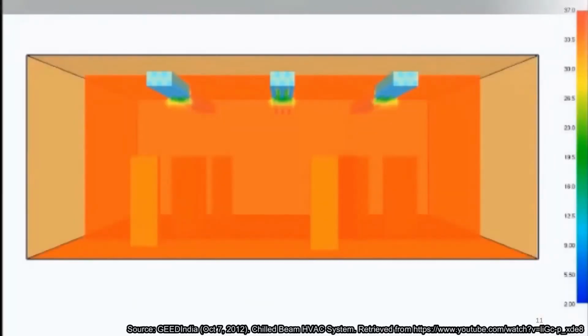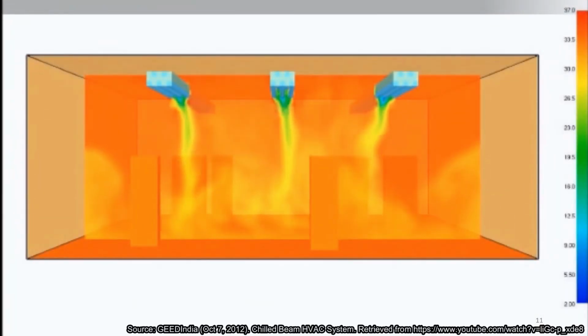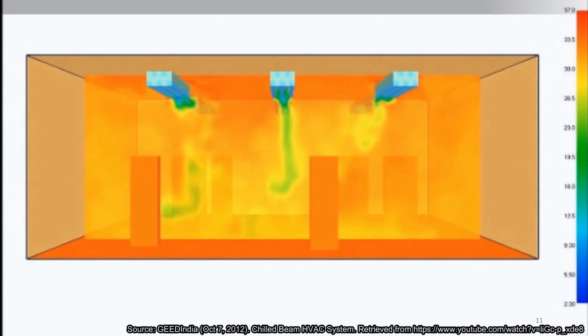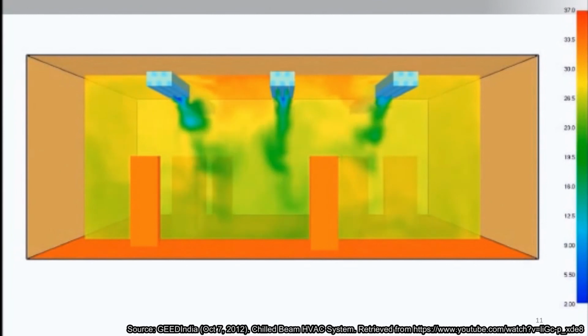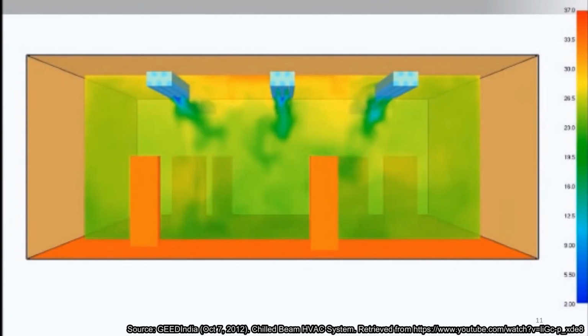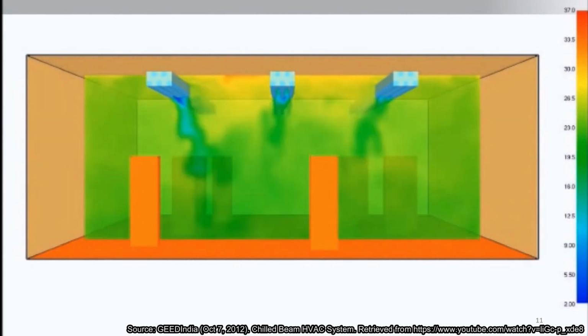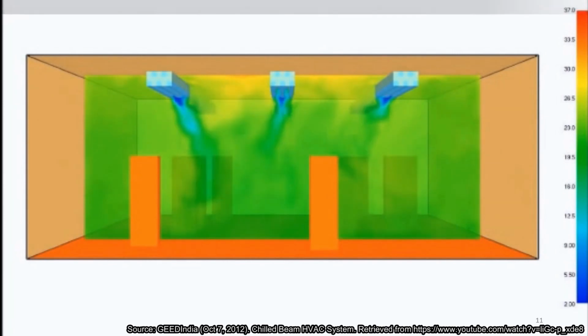Design of HVAC systems, heating, ventilation and air conditioning systems can also be modeled and analyzed using CFD before actually making the product. Here we can see how the room changes color from bright orange to green, which shows the cooling of air using air conditioning units that are fit on the ceiling.